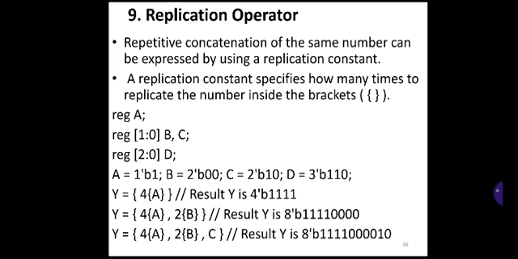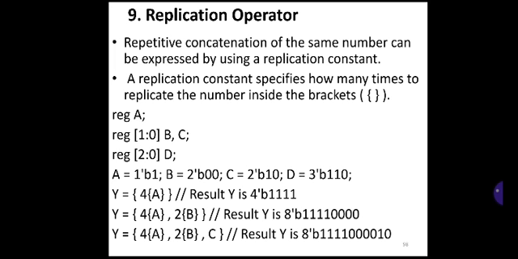Now the second example, Y is equal to 4 times A comma 2 times B. Just see how the replication operator is written. 4 times A, where A is 1 bit, means its size is 4. 2 times B, where B's size is 2, means repeating 2 times gives again a size of 4. 4 plus 4 is 8, so the size of Y is 8, an 8-bit binary number.